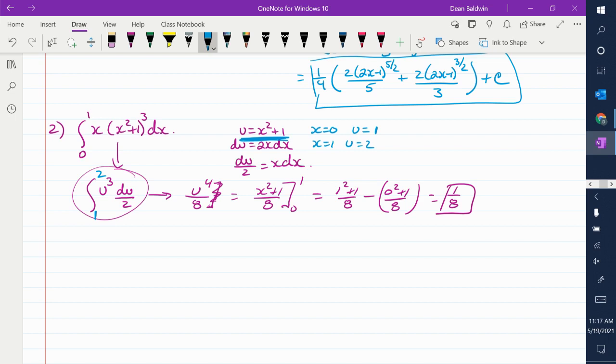Yes? They won't always be that. So this is an x value, right? So if I put that into here, 0 squared plus 1 gives me 1. If I put the 1 in, 1 squared plus 1 is 2. That's all I'm saying. So then if I evaluate this integral, I get u to the 4 over 8 evaluated from 2 and 1.